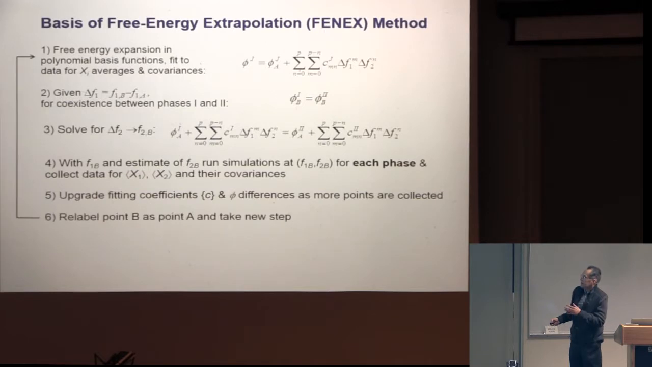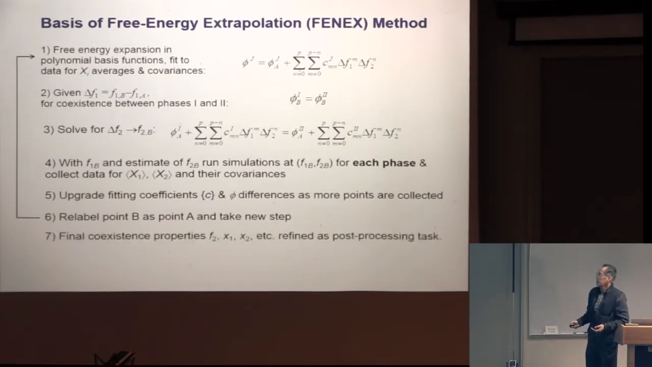Once you have that, you can just relabel point B as point A and go back again, take another step and another step until you're finished covering the range of interest. And at the end, you can use all the data to make your best estimates for the coexistence properties for F and the X properties.